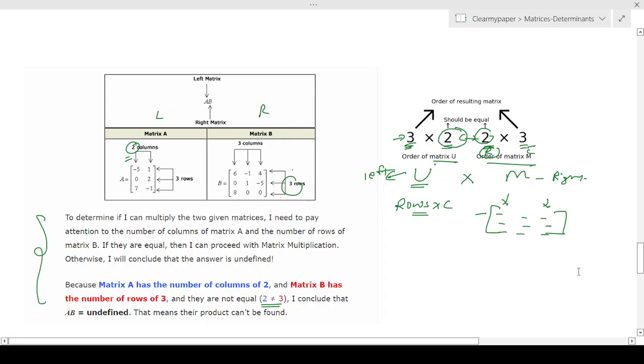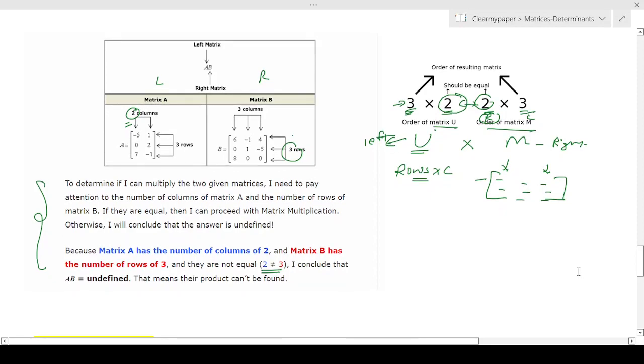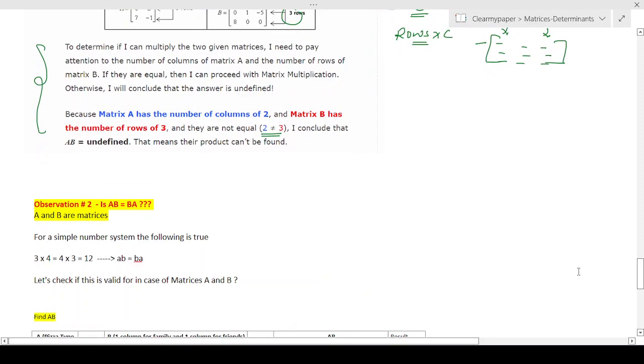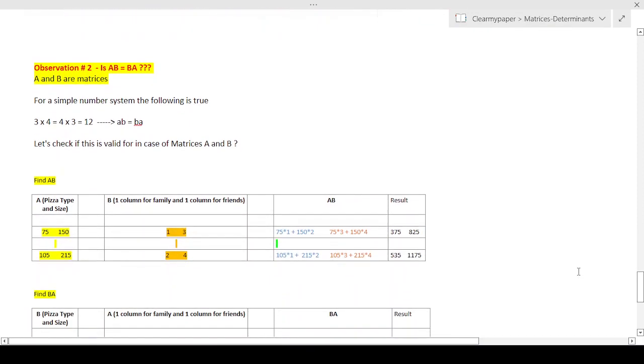Okay, then let's move on to the most interesting example of when matrix multiplication will not be the same as with numbers. This is the beautiful example, right? So always save the best for the last. Okay, so let's get here. Normally if you see here, these are 2 matrices, A and B. The observation we are trying to make is: is multiplying A into B the same as B into A?